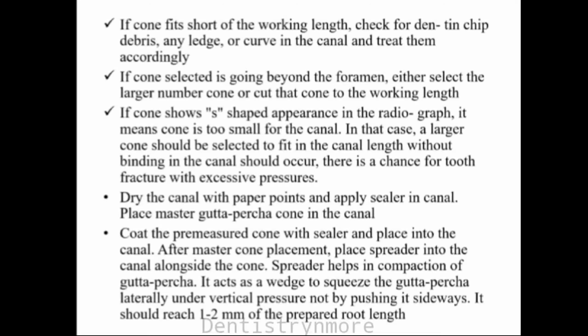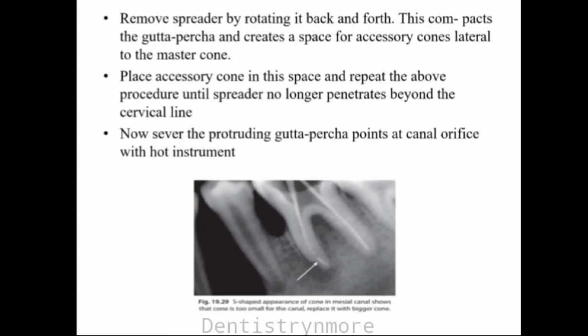There is a chance of tooth fracture with excessive pressure. Now dry the canal with paper points, and then sealer is applied to the canal. After that, coat the pre-measured master gutta-percha cone with sealer and place it into the canal. After the master cone placement, place the spreader into the canal alongside the cone. The spreader helps in compaction of the gutta-percha, and it acts as a wedge to squeeze the gutta-percha laterally under vertical pressure, not by pushing it sideways, and it should reach 1 to 2 mm short of the prepared root length.